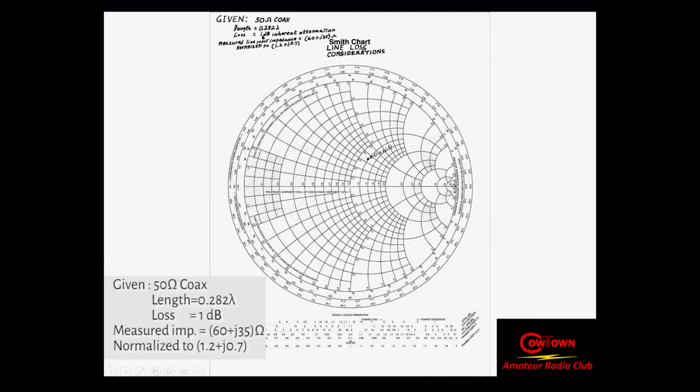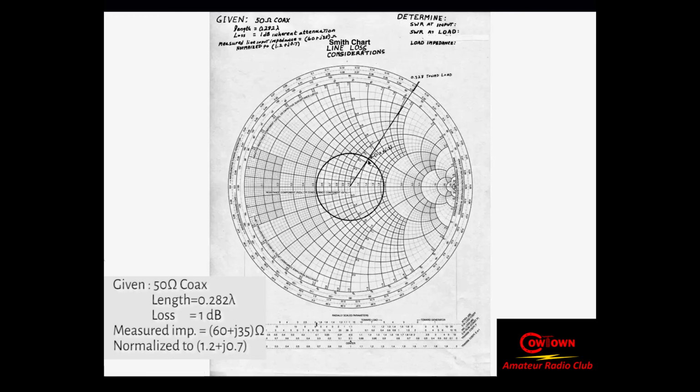One of the things that was given here, let me step back over here. If you look in the upper left-hand corner, among the givens in this case is 50 ohm coax. It's 0.282 wavelengths long. It has 1 dB of inherent attenuation based on its length. The measured line input impedance is 60 plus J35. I think I said 50, but it's 60 plus J35. That normalizes to 1.2 plus J0.7, and that's how we got it to this point right here.